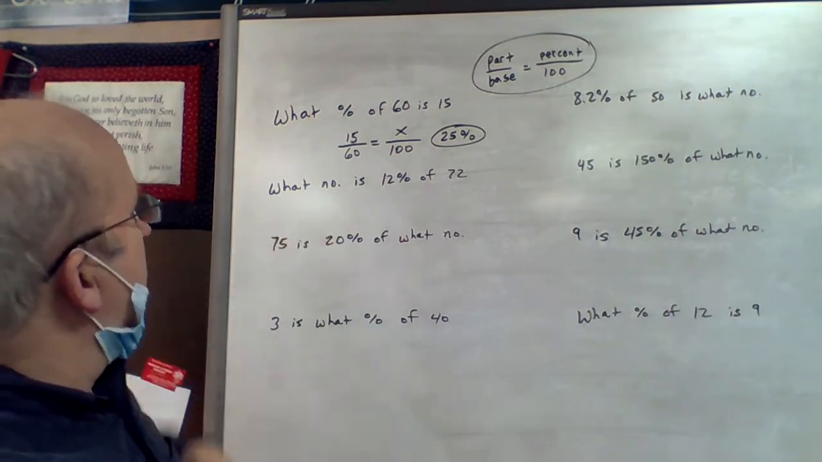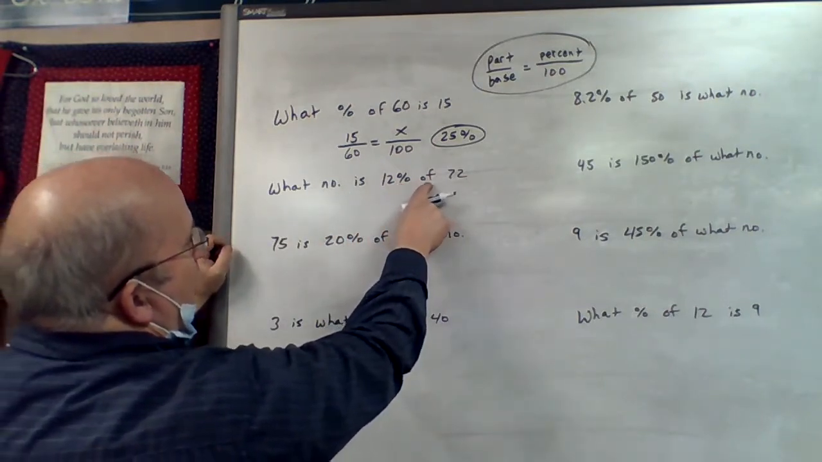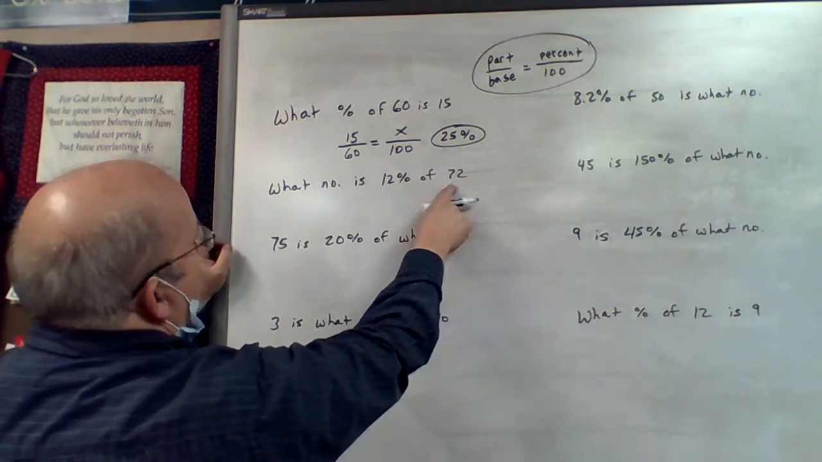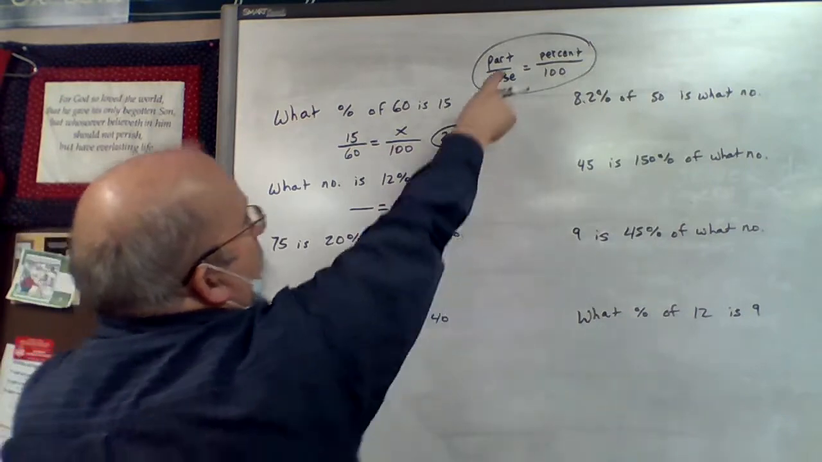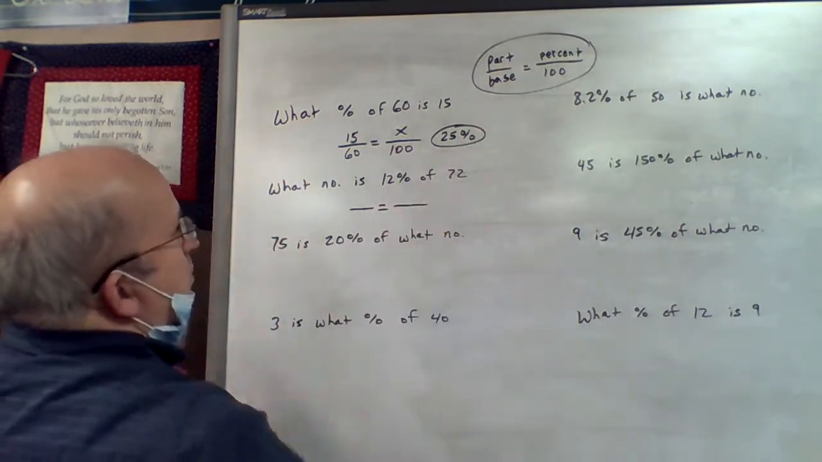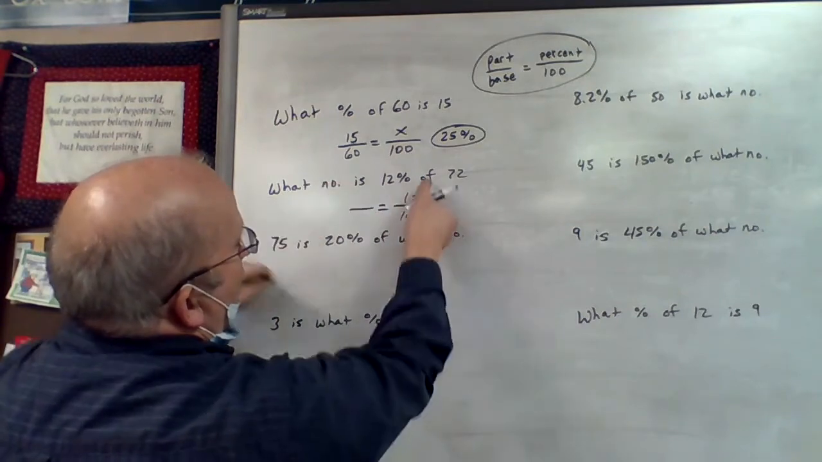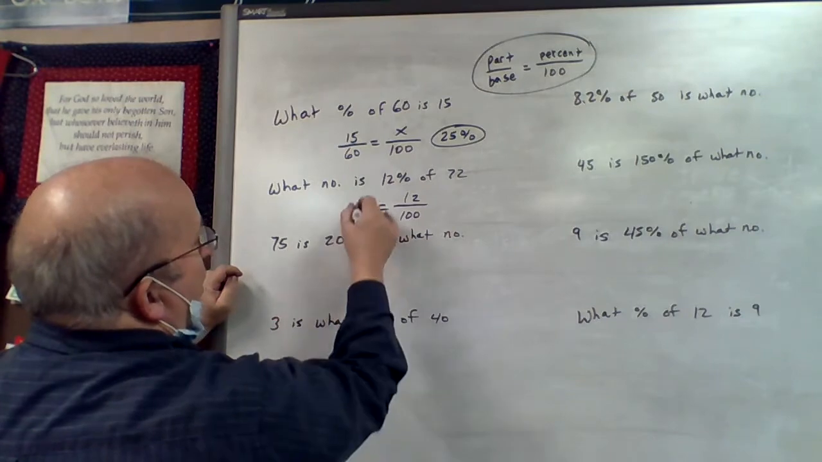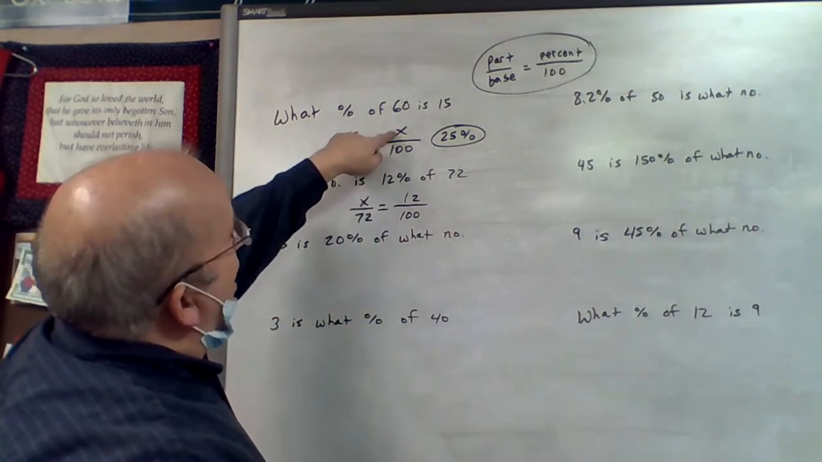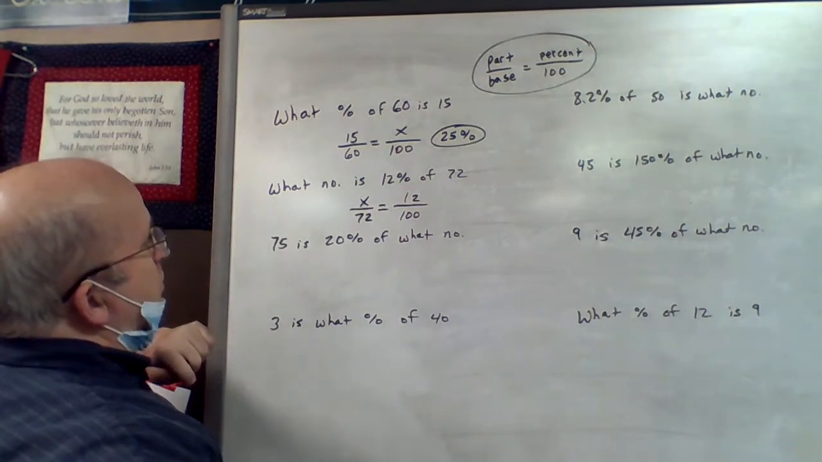Let's move to this one. This time, we know the percent. We know the number that follows of, but we don't know this. So again, I rewrite the proportion. I've got 12%, so I'm going to write 12 over 100. I know the number that follows of is 72, so I put that right here. This time, the x is not in the upper right. The x is in the upper left.